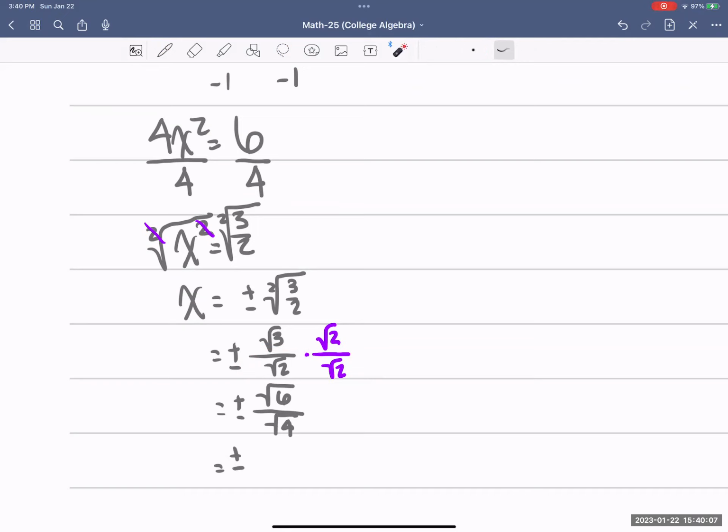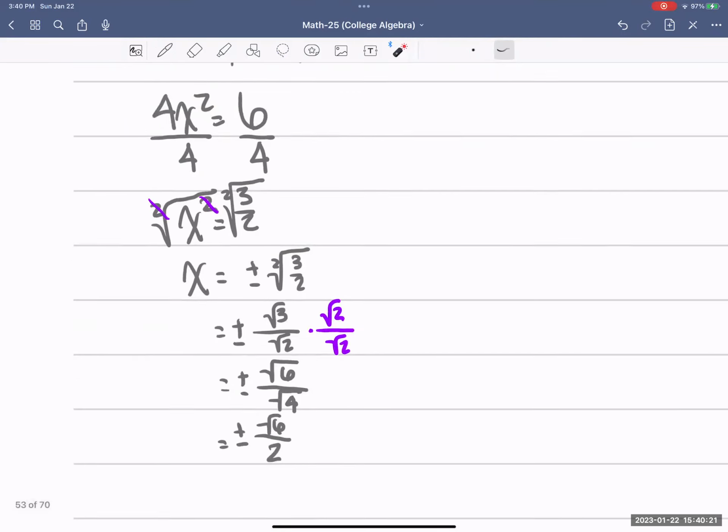And it looks like we could simplify this denominator down here. So the square root of 6 over the square root of 4, which is 2. And that's it. There isn't any more simplifying that we could do. There is nothing we could do here.